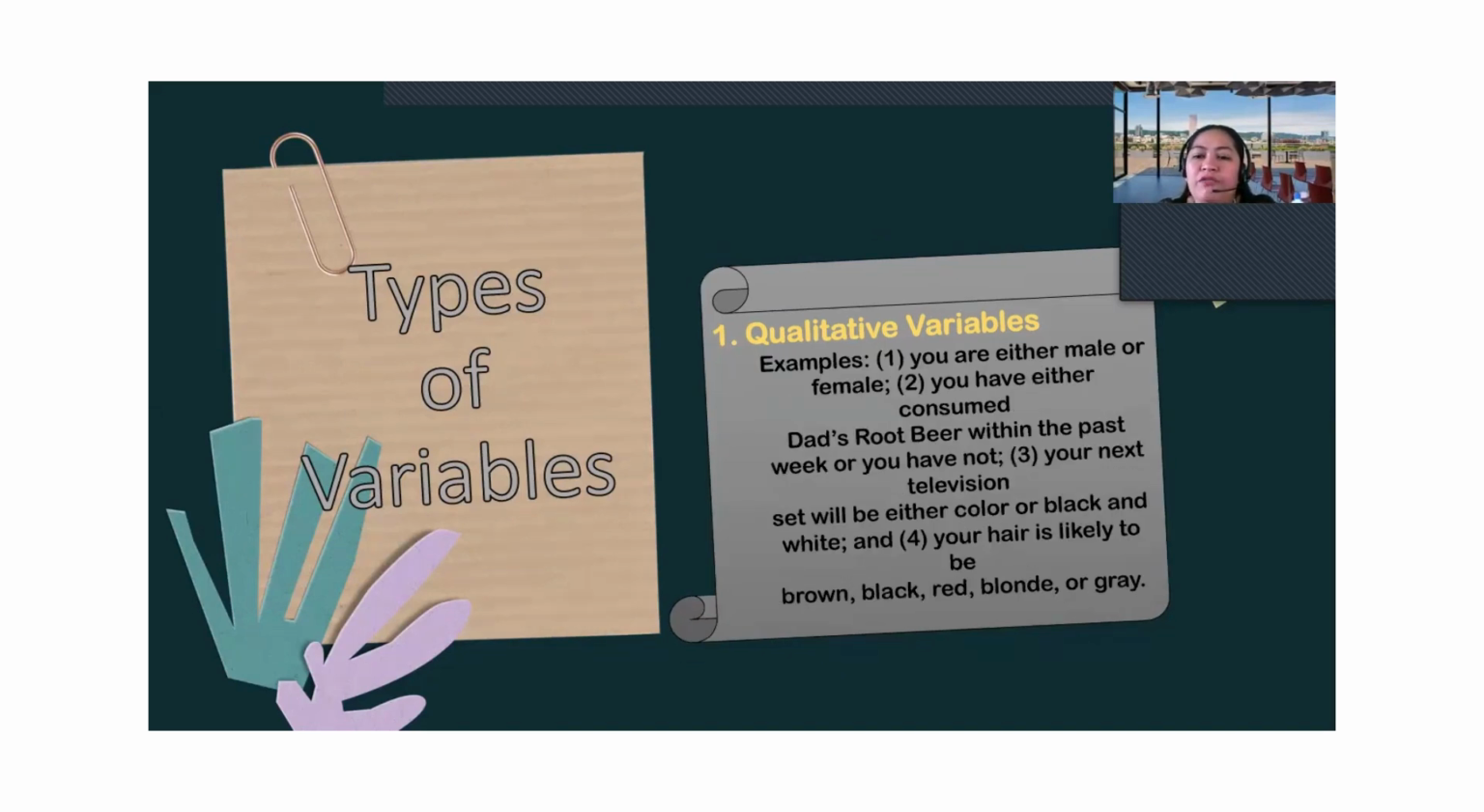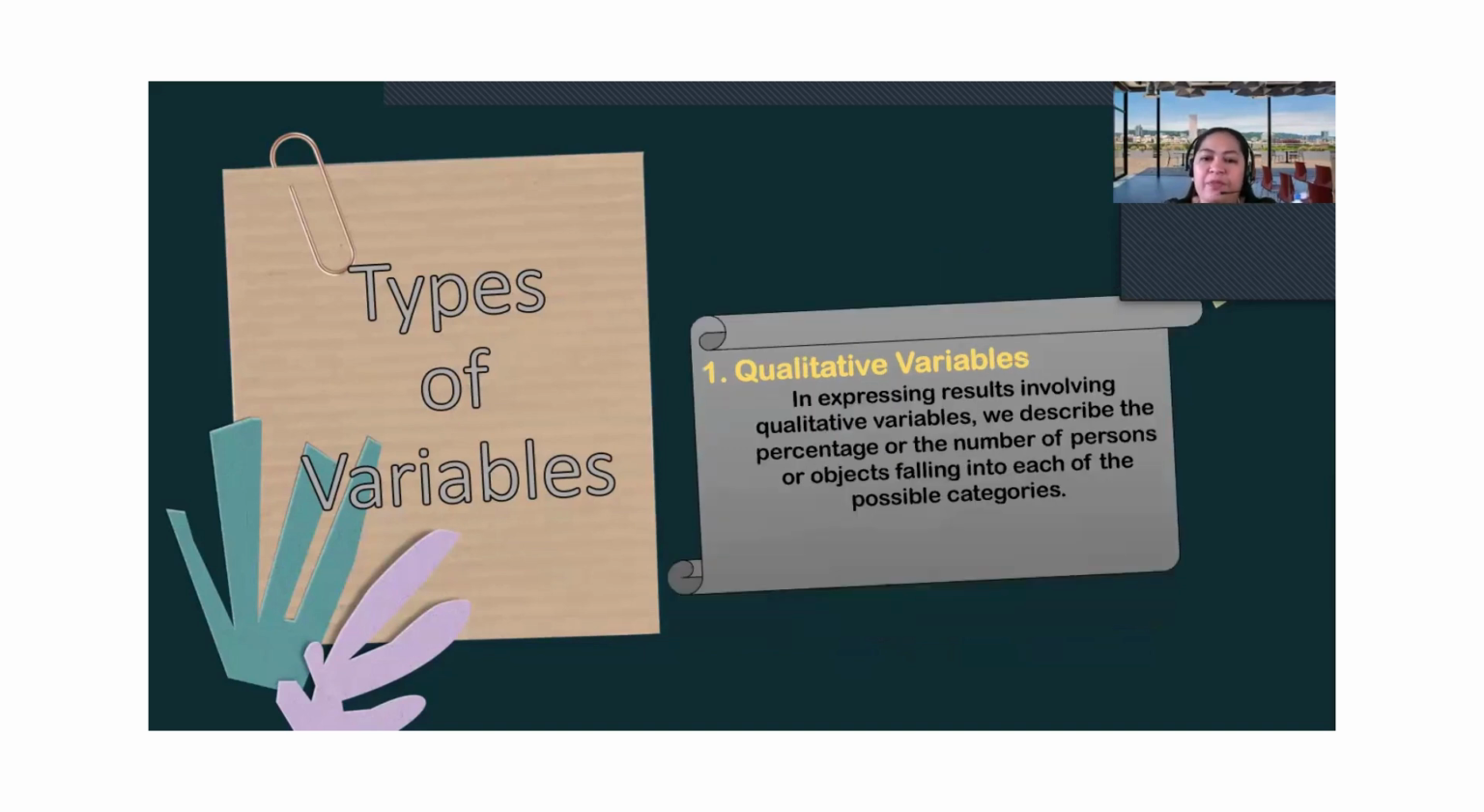In qualitative variables, examples are: first, you are either male or female; second, you have either consumed Dad's root beer within the past week, or you have not; third, your next television set will be either colored or black and white; and last, your hair is likely to be brown, black, red, blonde, or gray.